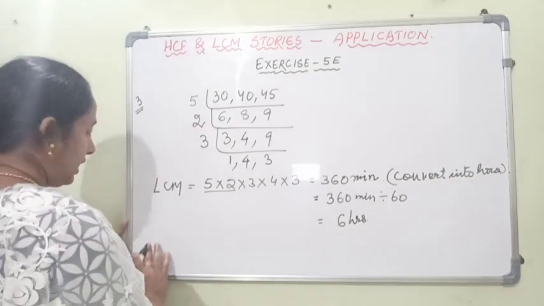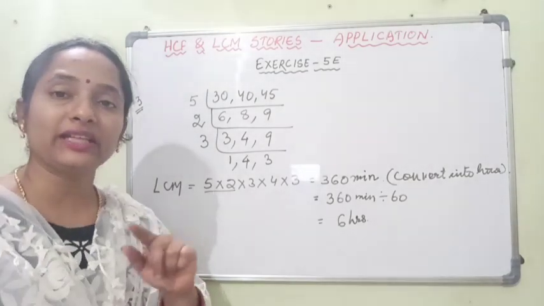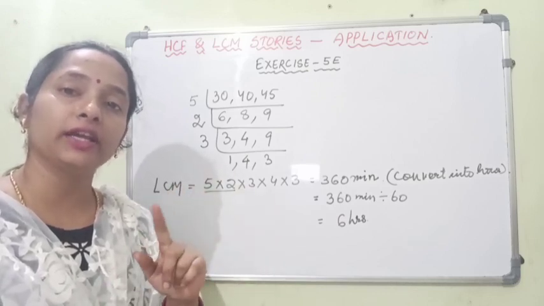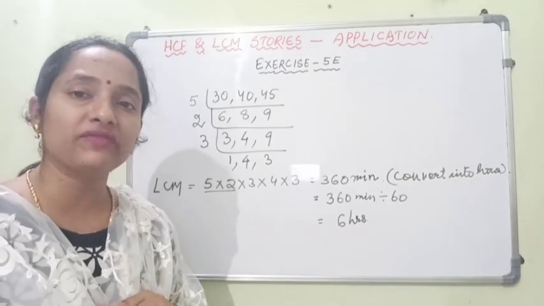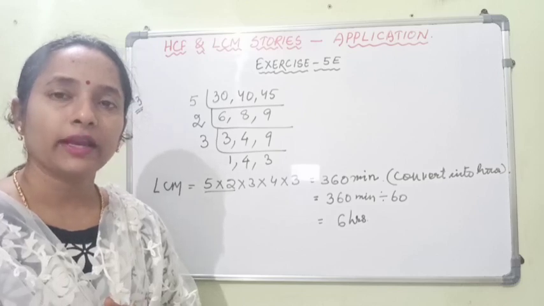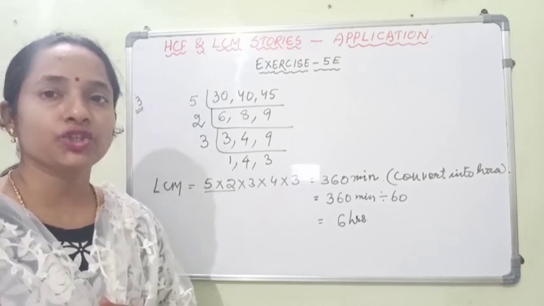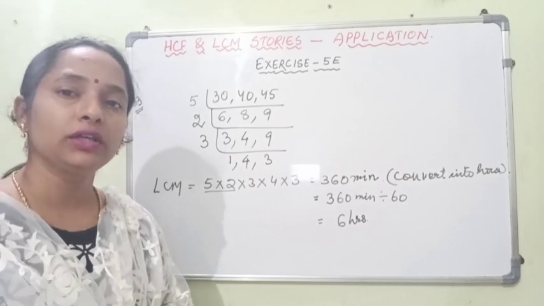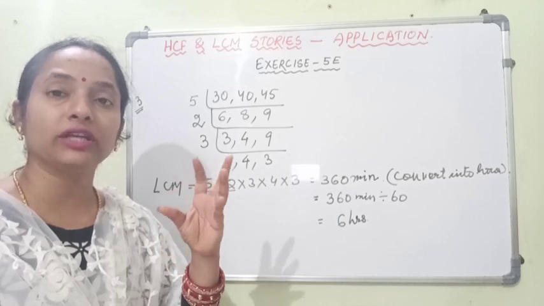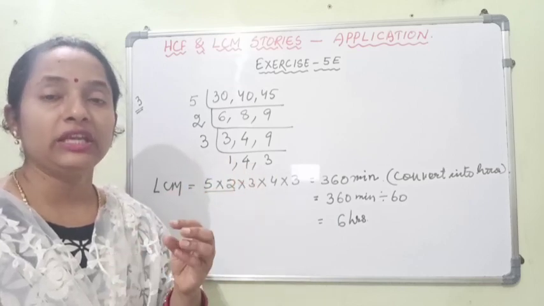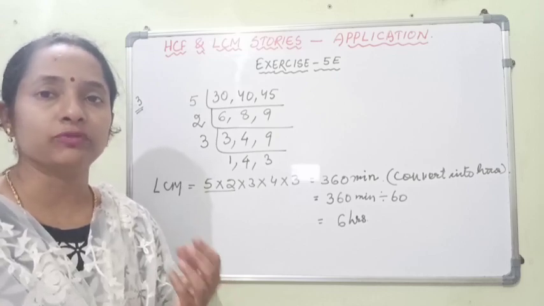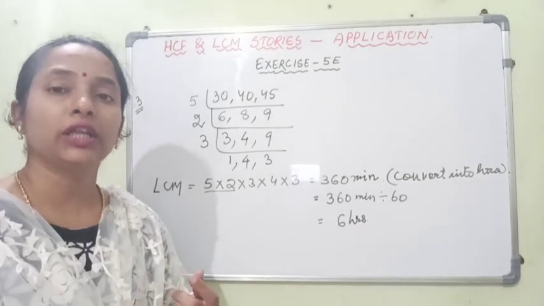So now all the bells have rung together at 9 a.m. When all the bells will ring again together, they will ring again after 6 hours. So what is the time after 6 hours? It is already 9, so 9 plus 6, how much? 15. So 15 hours means what? Now you have to recall the time that we have learnt in our previous class about the 12-hour time and the 24-hour time. The time which is present in hours is considered as the 24-hour time. So 15 hours is equal to 3 p.m.